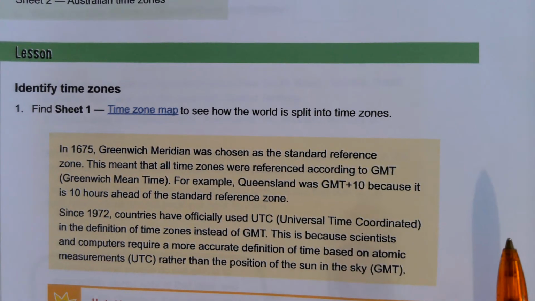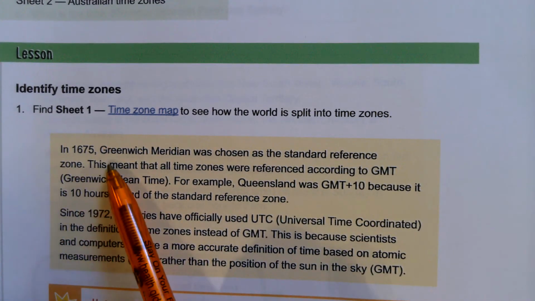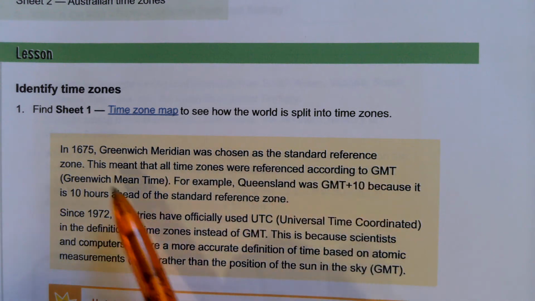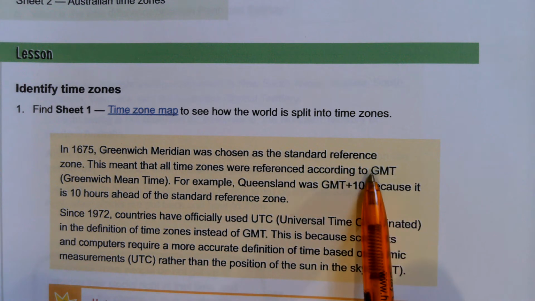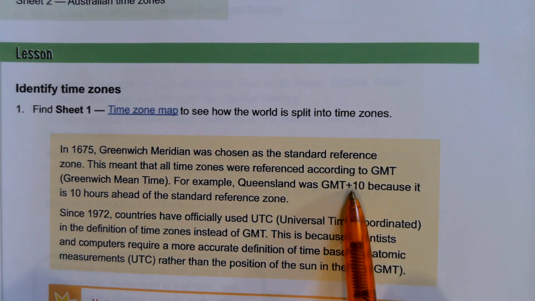This is a bit of information. Don't need to write this down. So in 1675, the Greenwich Meridian was chosen as the standard reference zone that all time zones are referenced according to, the Greenwich Mean Time. Queensland is Greenwich Mean Time plus 10. Officially, that is what it is, because we are 10 hours ahead.